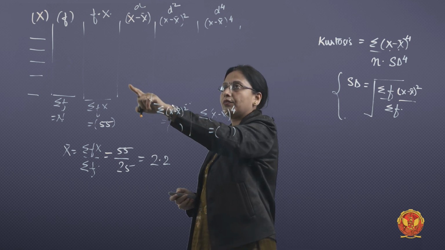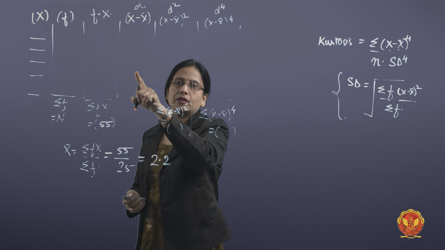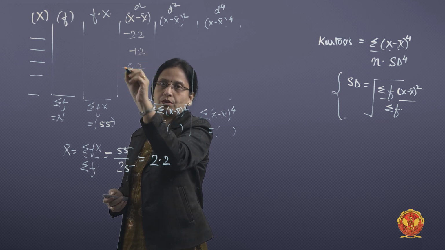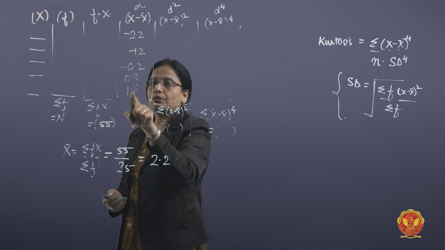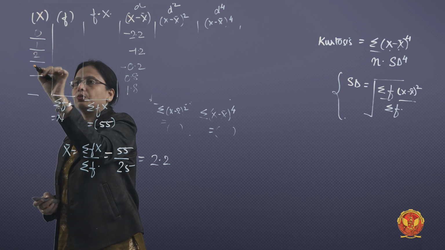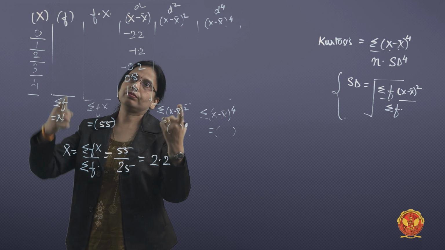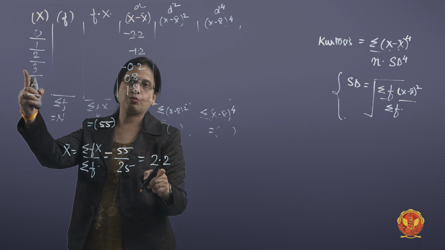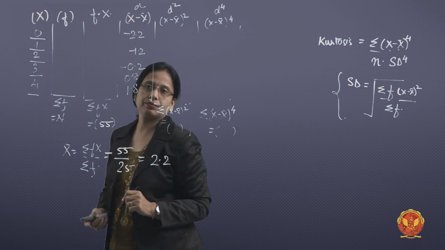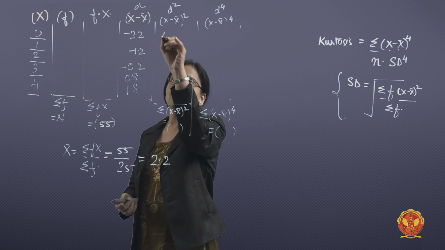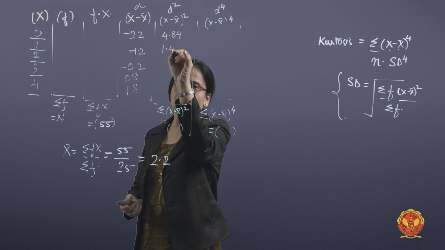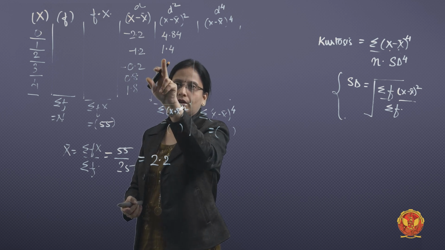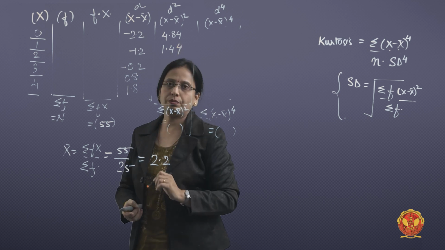If I find the d values, you should try to calculate them. It will come minus 2.2, then minus 1.2, minus 0.2, 0.8, 1.8. Where did these come from? These are the x values: 0, 1, 2, 3, 4. So 0 minus 2.2, 1 minus 2.2 gives minus 1.2, 2 minus 2.2, 3 minus 2.2, and 4 minus 2.2, correct? Square these values and you will get 4.84. Square the next value, 1.2, and you get 1.44.